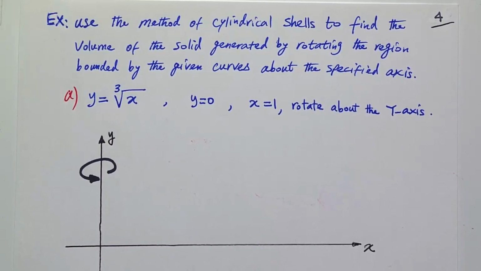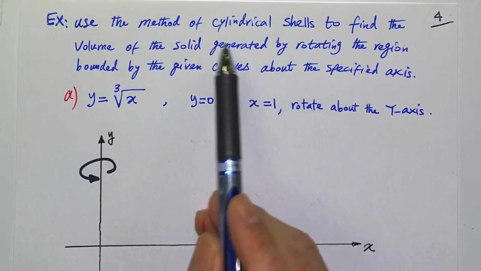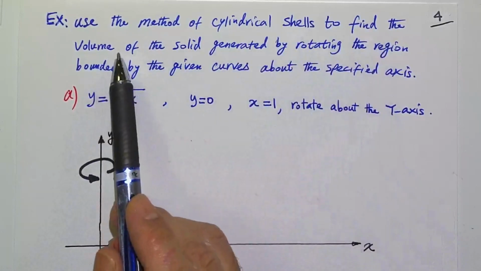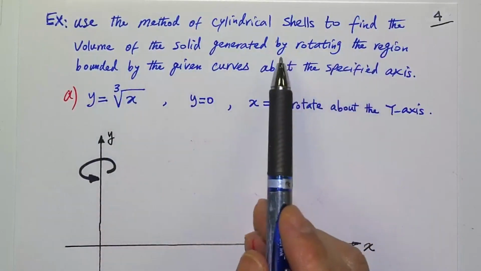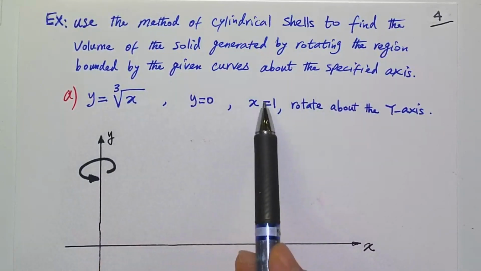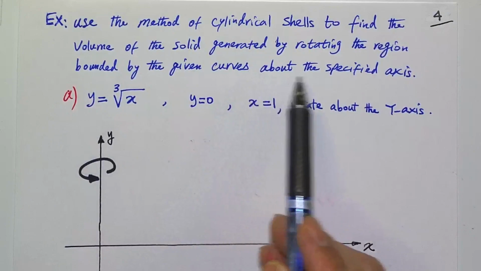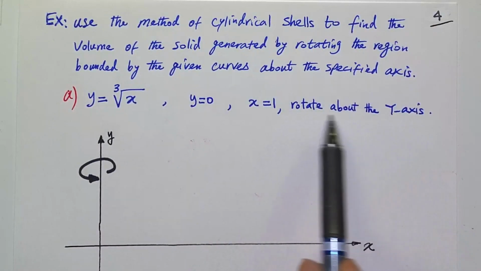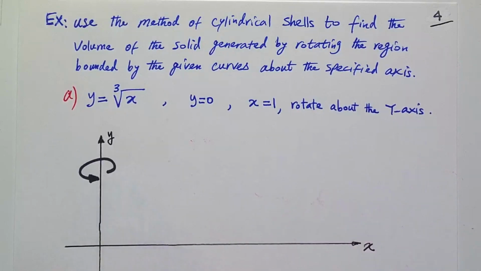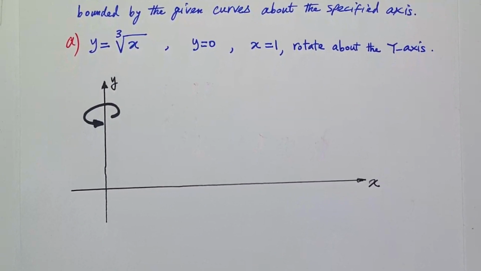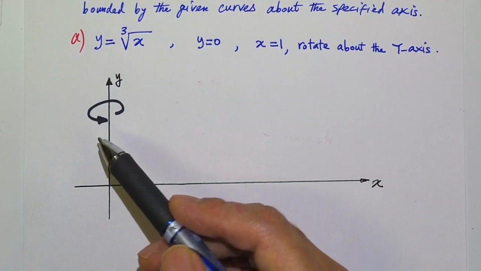Okay, so I'm assuming you've done that, and now you're back. It specifically says use the method of cylindrical shells to find the volume of the solid generated by rotating the region bounded by the given curves about the specified axis. In this case, they specify rotate about the y-axis, which I've shown here. So we're rotating about the y-axis.